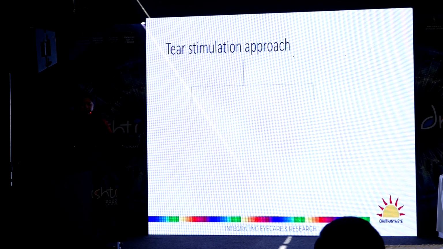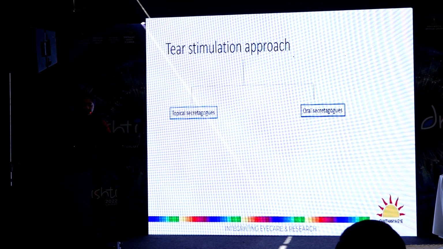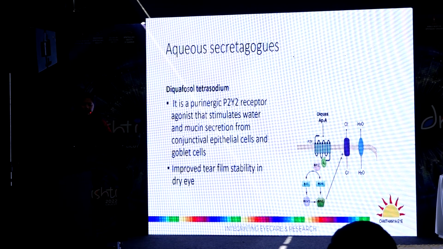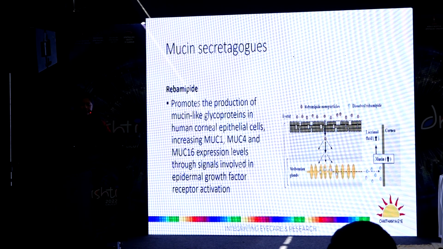Now, the tear stimulation approach. It can be topical secretagogues or oral secretagogues. Topical secretagogues can be aqueous secretagogues and mucin secretagogues. Among aqueous secretagogues, diquafosol tetrasodium is a purinergic P2Y2 receptor agonist which stimulates water and mucin secretion. It improves tear film stability in dry eye. Among mucin secretagogues, the famous one is rebamipide. It promotes production of mucin-like glycoproteins in human corneal epithelial cells. It increases MUC expression through signals involved in epidermal growth factor receptor activation.